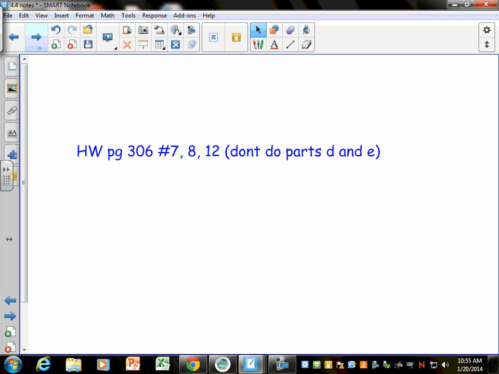So try these. If you're not at least trying to set them up yourself, you're going to really struggle. You're only doing 7, 8, and 12. 7 and 8 are the maximizing area, which aren't so bad, and 12 is the one like we just did. I'll tell you on 12, there's parts A through E, but you're not going to do parts D and E, because D and E are graphing calculator stuff, and we're not using a graphing calculator because we're not allowed to use one in this class at Ivy Tech. Okay?